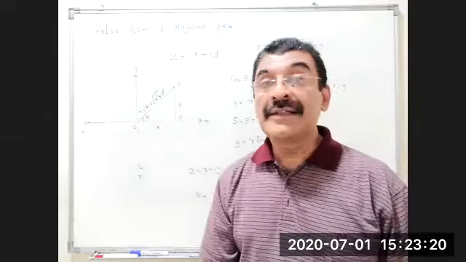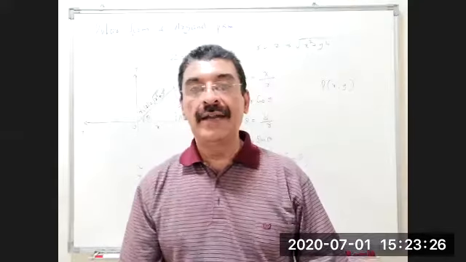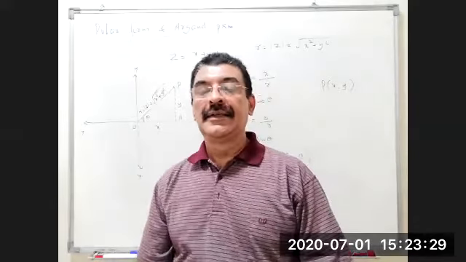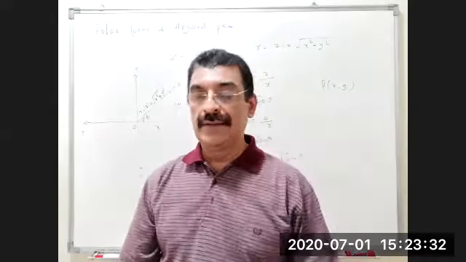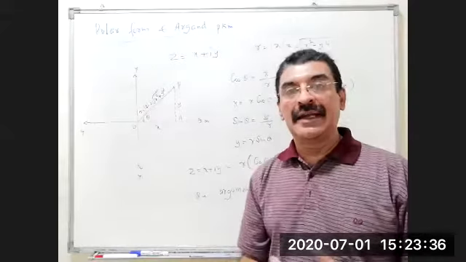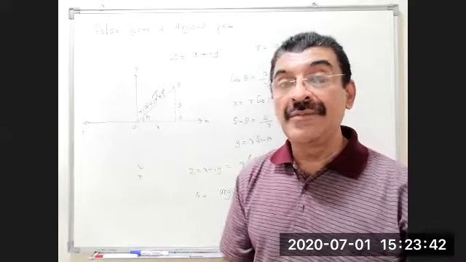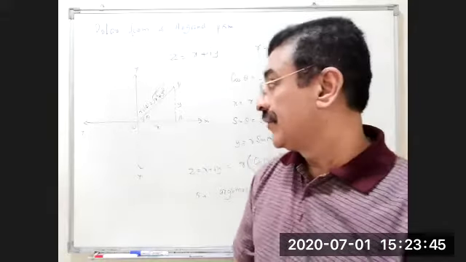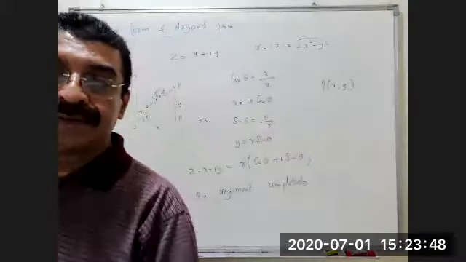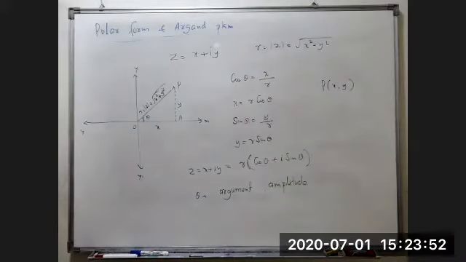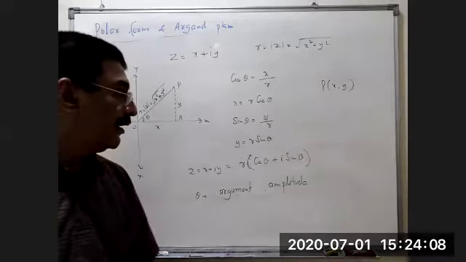Next line. The x and y axis in the Argand plane are called real and imaginary axes respectively.